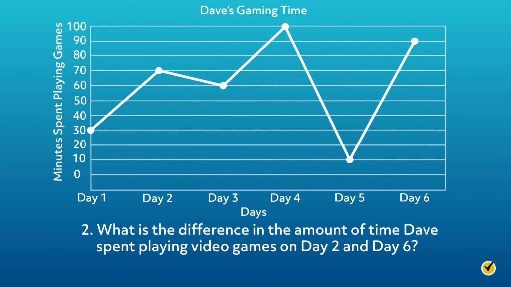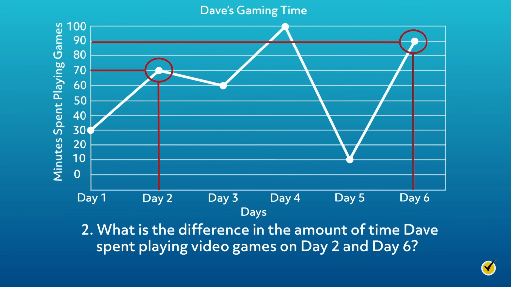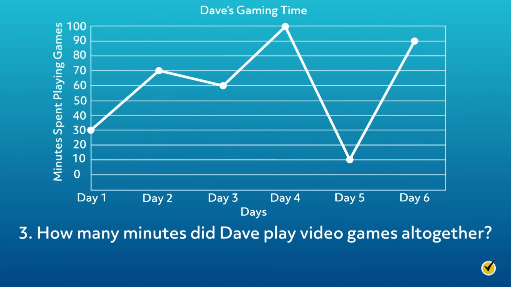What is the difference in the amount of time Dave spent playing video games on day 2 and day 6? Looking at the markers, the graph shows that Dave played games for 70 minutes on day 2 and 90 minutes on day 6. The difference is calculated by subtracting. Since 90 minus 70 equals 20, the difference is 20 minutes. Dave spent 20 more minutes playing video games on day 6. How many minutes did Dave play video games altogether?